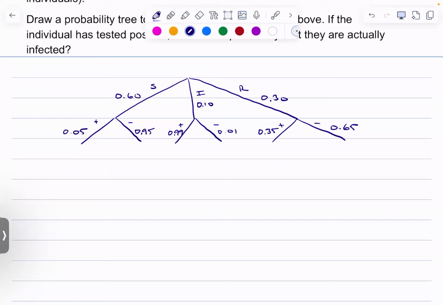So now I like to just kind of tell myself what the combination is at the bottom, right? So S plus means S and plus, right? S minus, I plus, I minus, R plus, and R minus. And then below each of these, I'm going to calculate my probabilities. You ready?